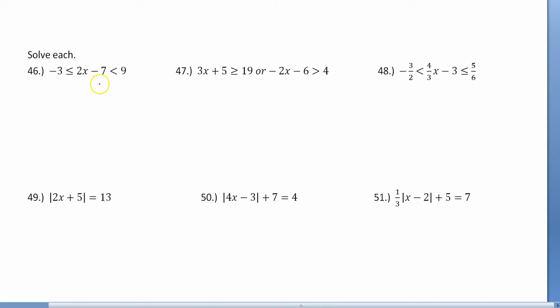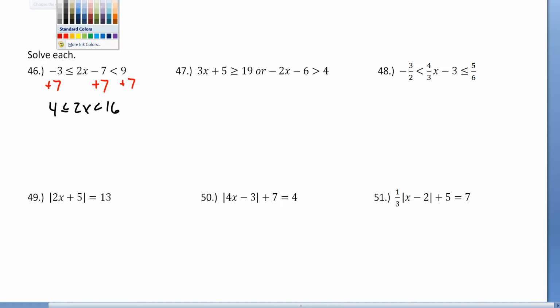If I had that in any other situation, I would add 7 to get rid of the 7. I'm just going to do that to each of the ends as well. Okay, so I do it in three different places. So this gives me a 4 less than or equal to the 2x less than a 16.